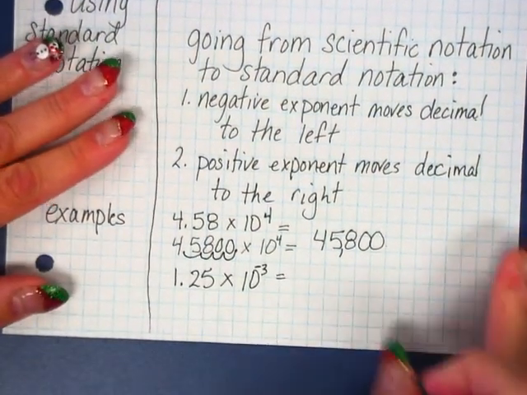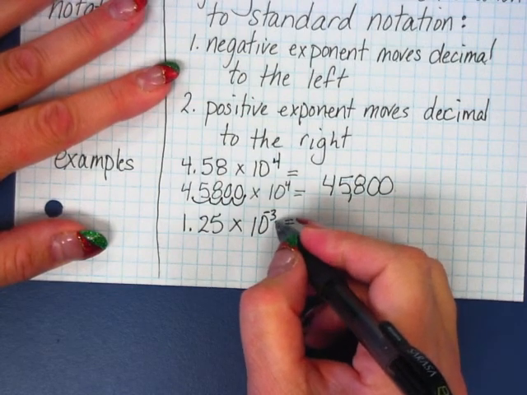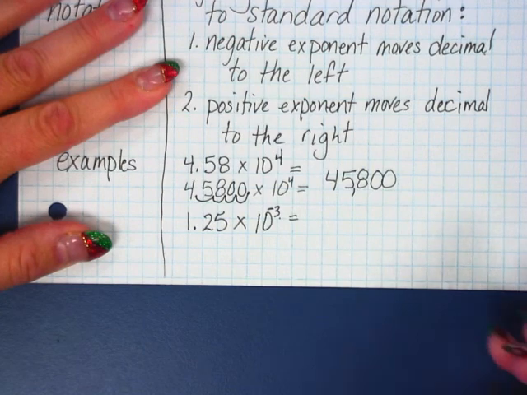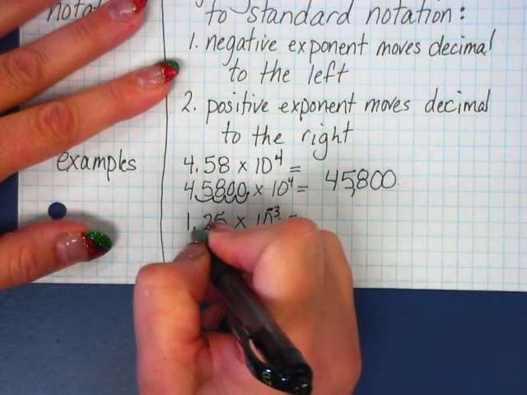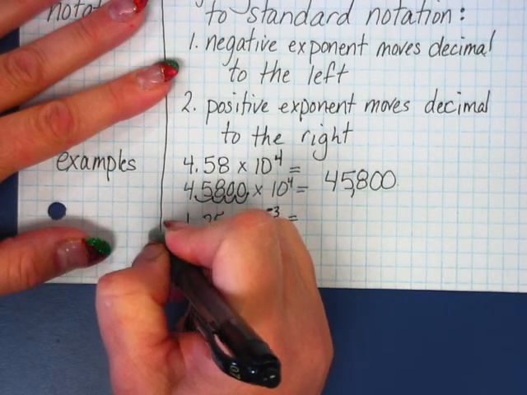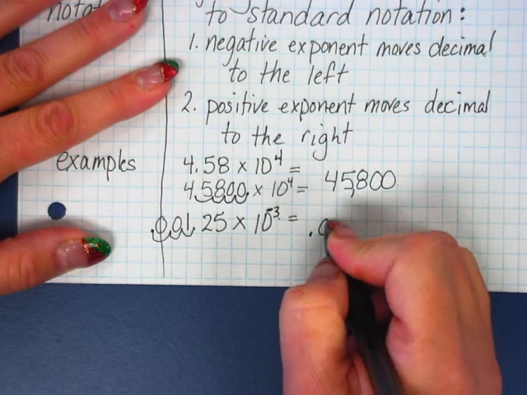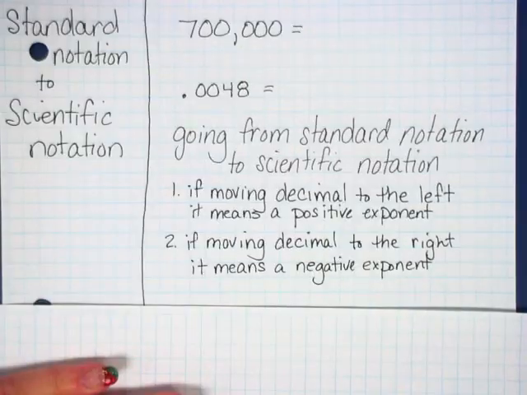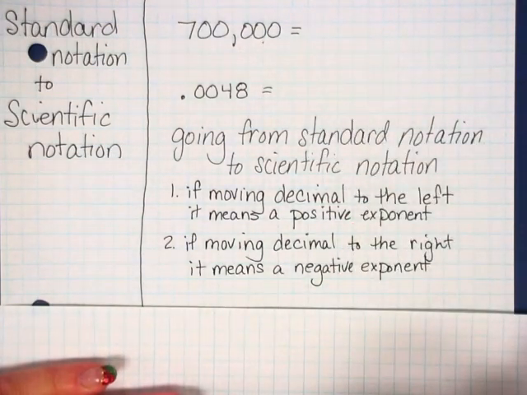Another one with a negative exponent. So it's a negative 3. Negative exponent tells me to move the decimal to the left. I'm going to move it 3 to the left. The negative says move left. 1, 2, 3. Add your zeros in. So we get 0.00125.